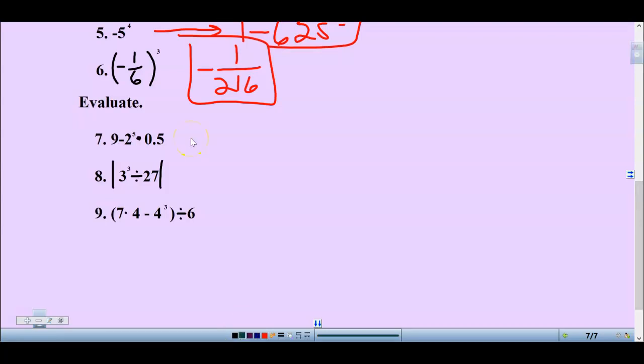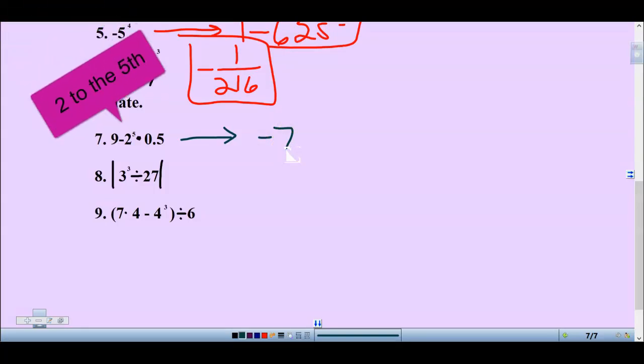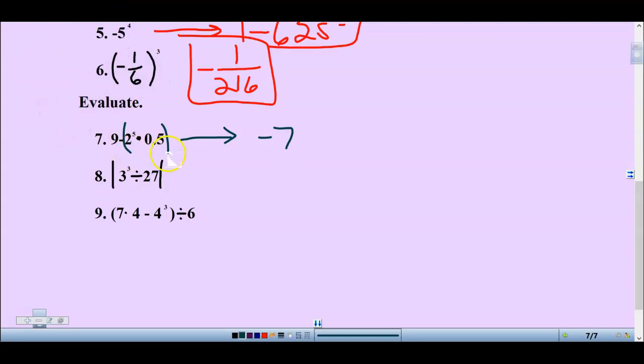That first one, you should have had negative 7. How did we do that? Well, first you go 5 to the 5th, and if you do that, you get 32. And 32 times 1/2 is 16. And 9 minus 16, that's negative 7. Right here for number 8, you get a 1 as your answer. 3 to the 3rd power is not 9, it is 27. 27 divided by 27 is 1.